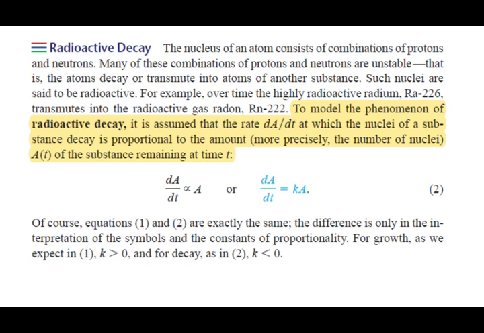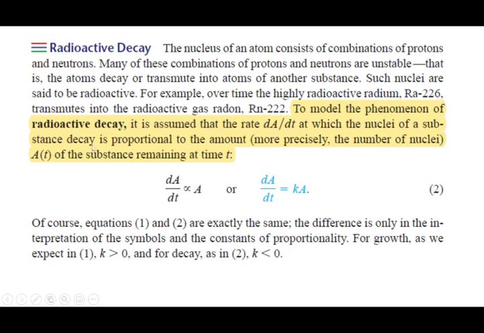So another example is radioactive decay. The nucleus of an atom consists of a combination of protons and neutrons. Many of these combinations of protons and neutrons are unstable. That is, the atoms decay or transmute into atoms of another substance. Such nuclei are said to be radioactive. For example, over time, the highly reactive radium, Ra-226, transmutes into the radioactive gas radon, Rn-222. So this is the important part.